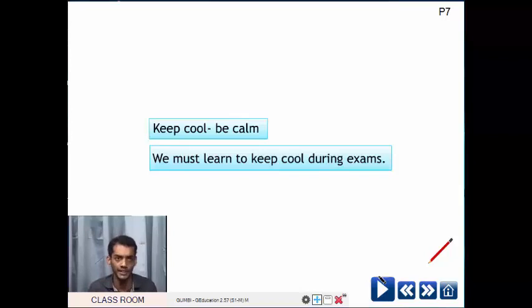Understood? Do you know Dhoni? Yes. He is popularly called Captain Cool, right? Because even at the time of losing the match, he keeps his cool. Right? Very good.